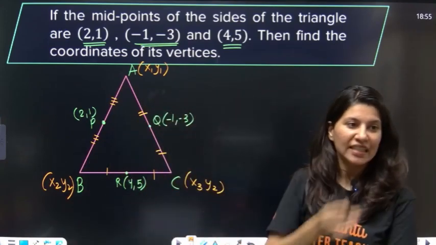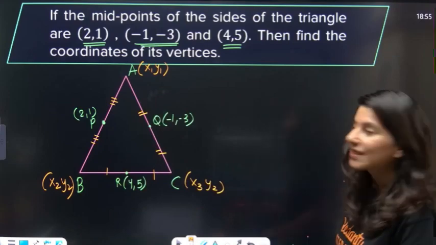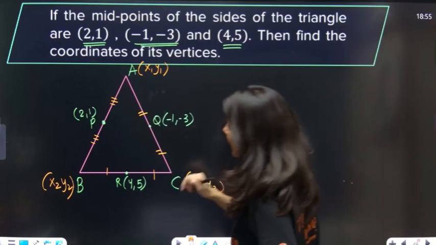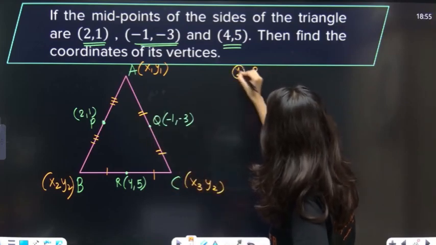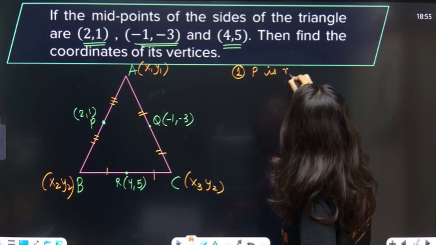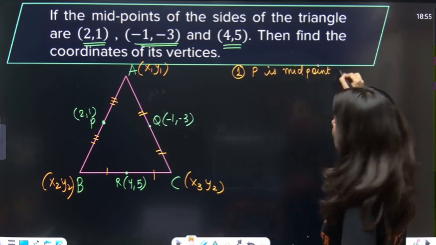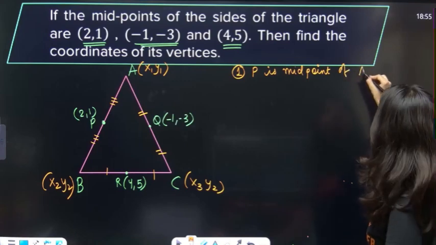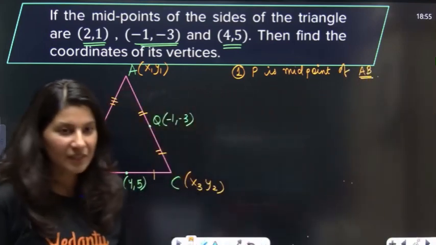Everybody getting it? What are we looking for? Find the coordinates of its vertices. So first thing, let me write that P is midpoint of AB, everybody. P is midpoint of AB, correct or not?